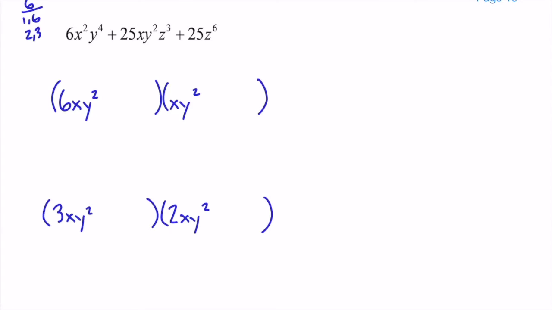Now the question is, how do I multiply to make 25? Well, to multiply to make 25, it's 1 and 25, or 5 and 5. How do I multiply to make the z to the 6th? Well, I've got to have a z cubed.